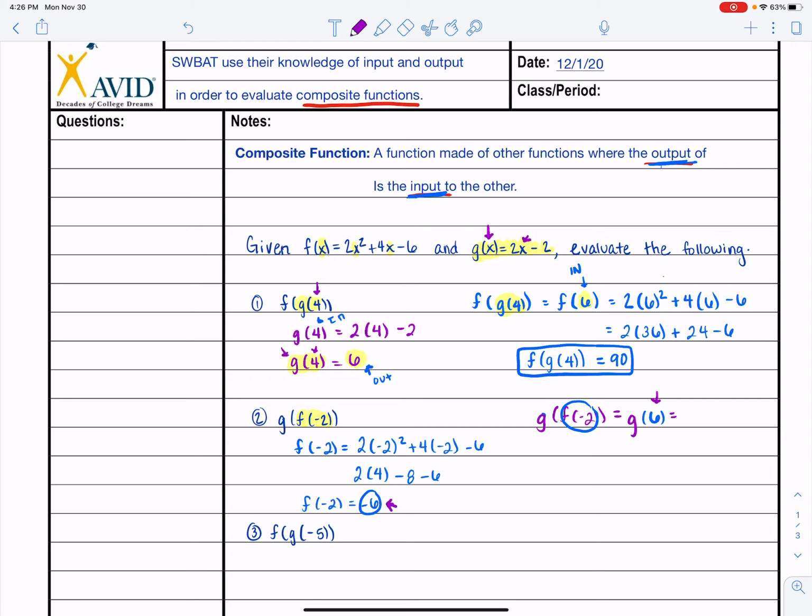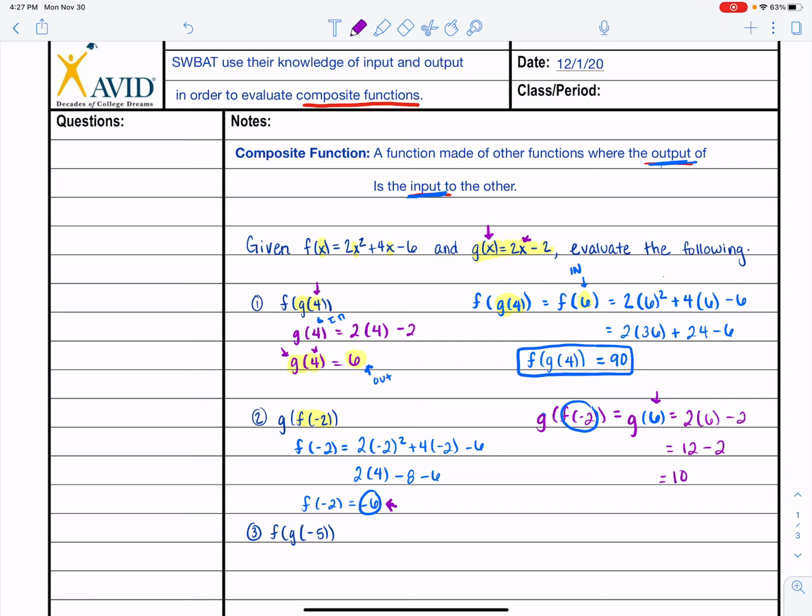So g of 6 is equal to, so take your g function, replace all the x's with 6. 2 times 6 minus 2. 2 times 6 is 12. 12 minus 2 is 10. Okay, now, so our answer is 10.